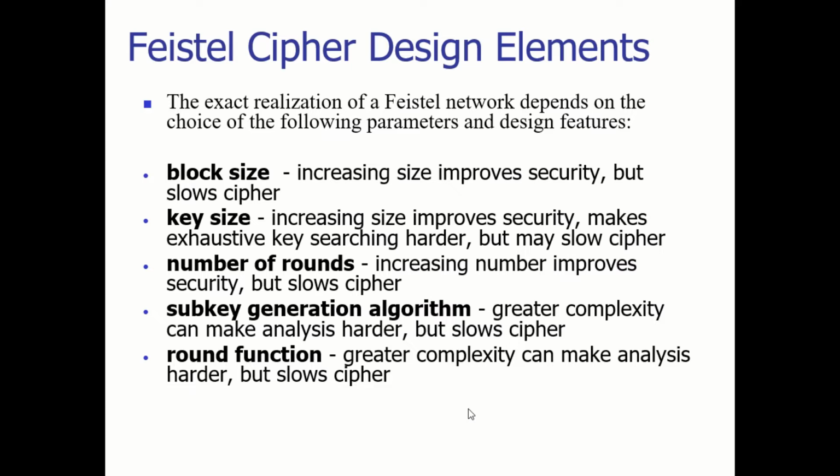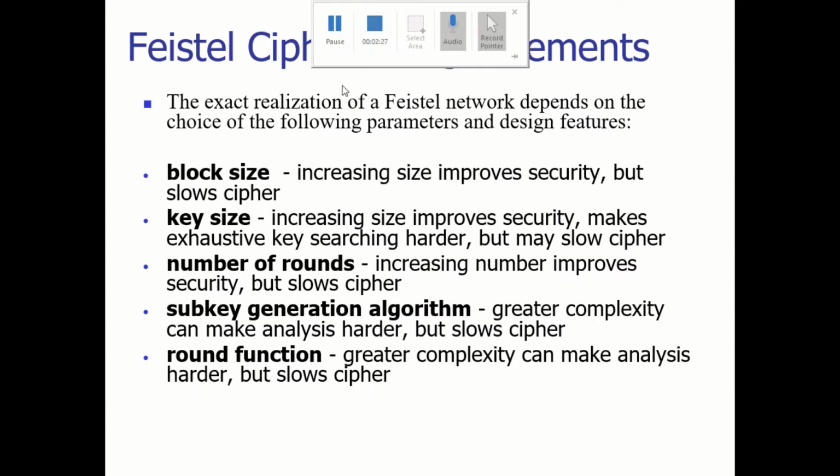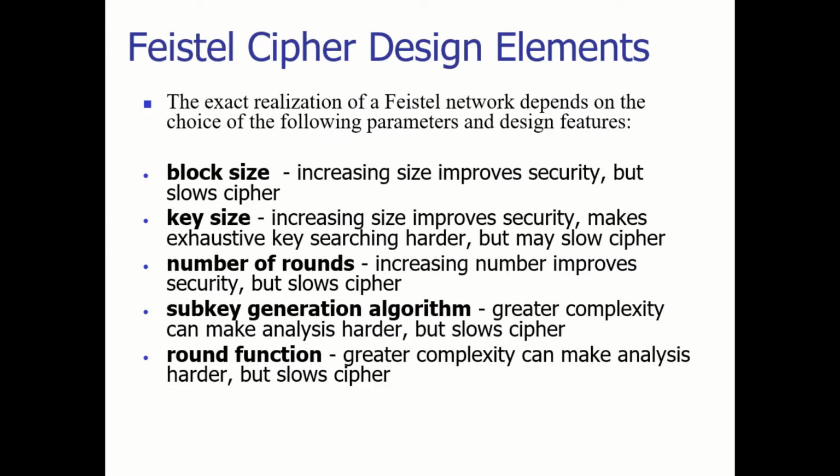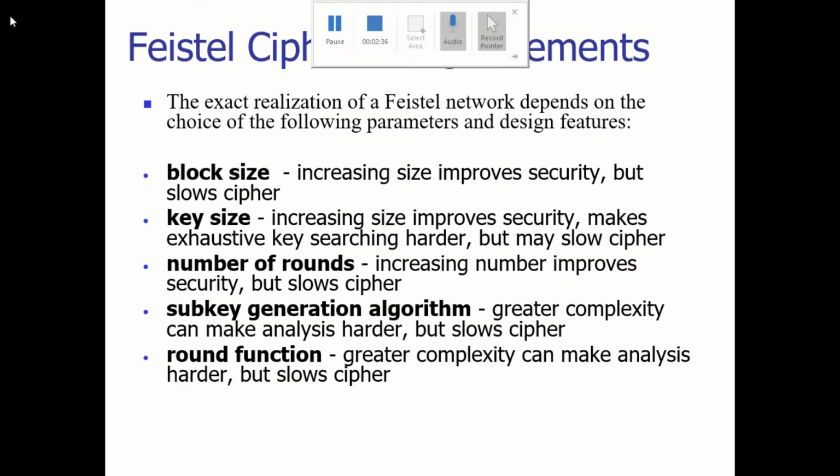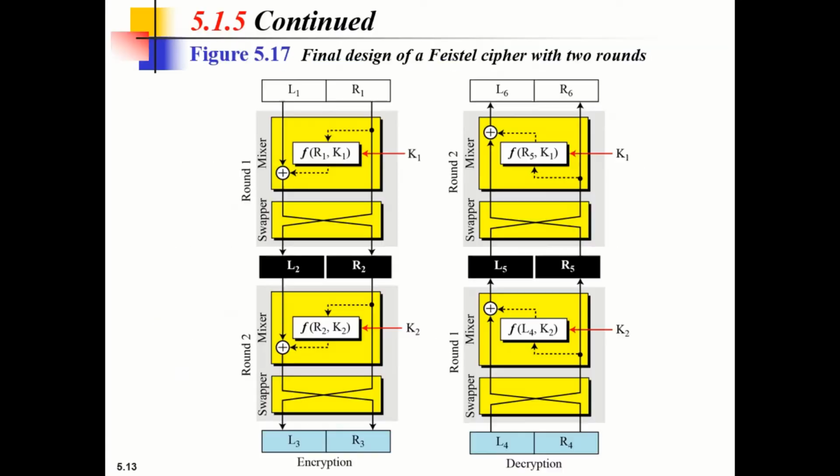So the problem which we had with the previous structure, which was the improved structure, was the right part of the plain text. The disadvantage the improved Feistel structure had was that the right half of the plain text never changed, right? So the attacker can immediately find the right half of the plain text by intercepting the cipher text and extracting the right half of it. So the design needed some more improvement.